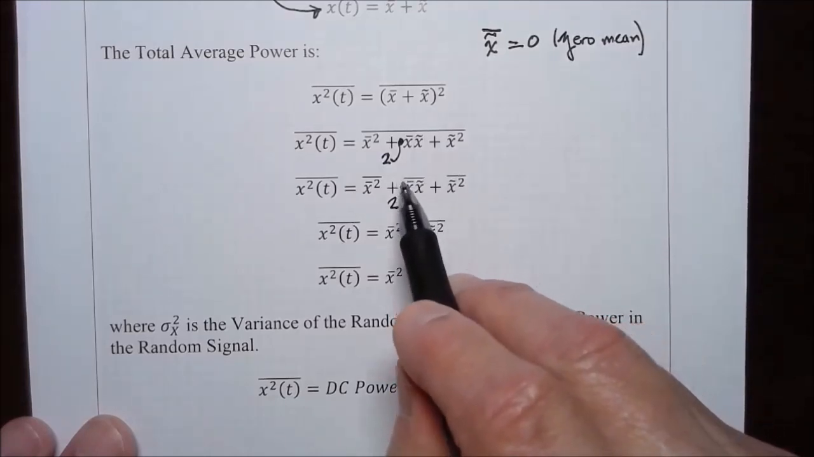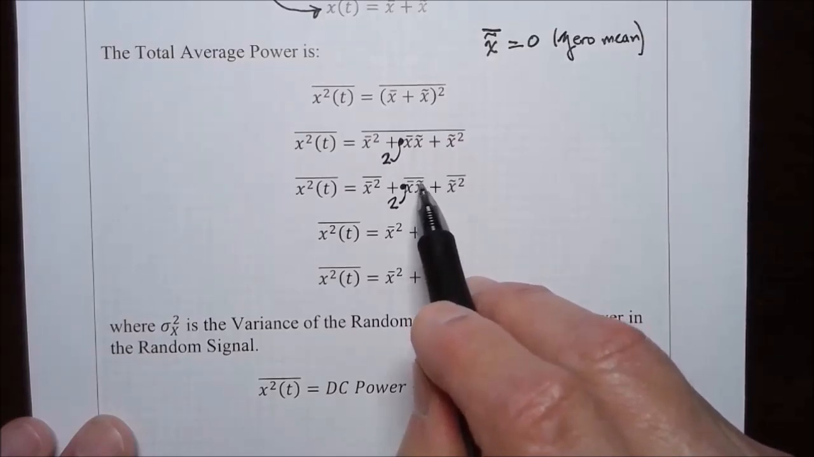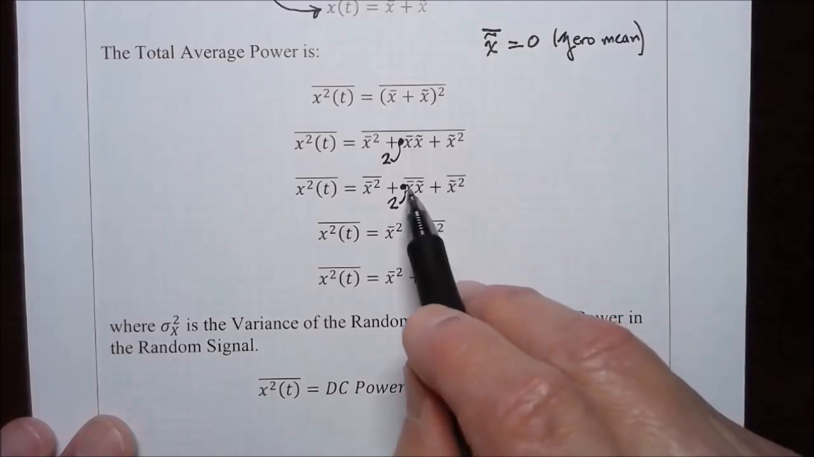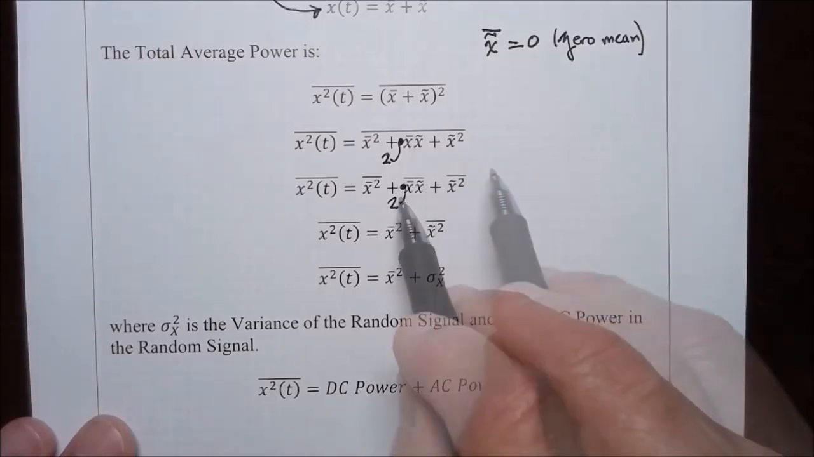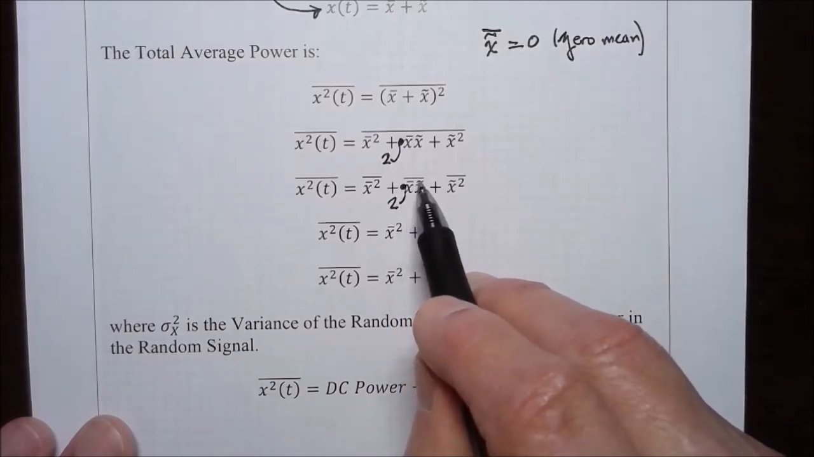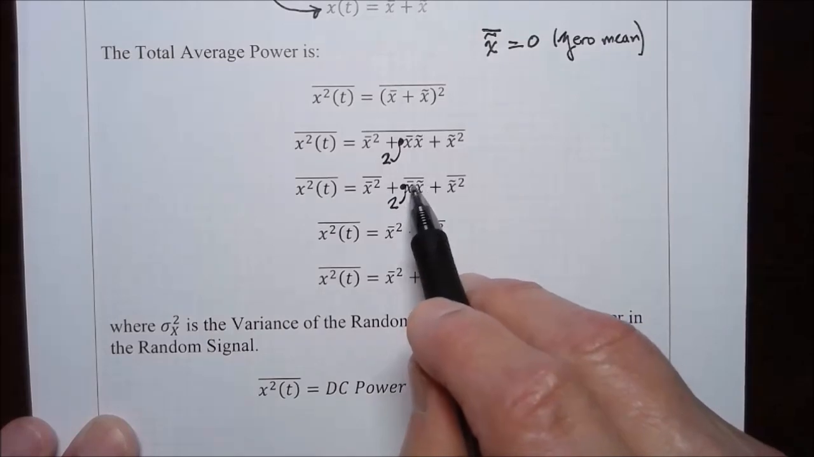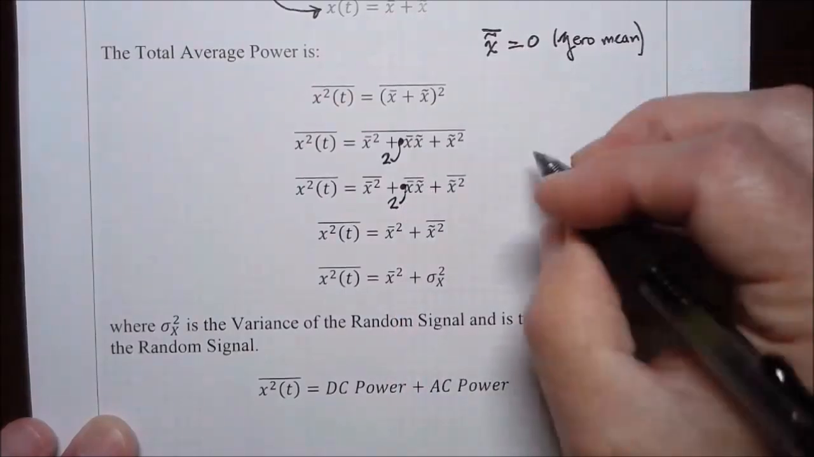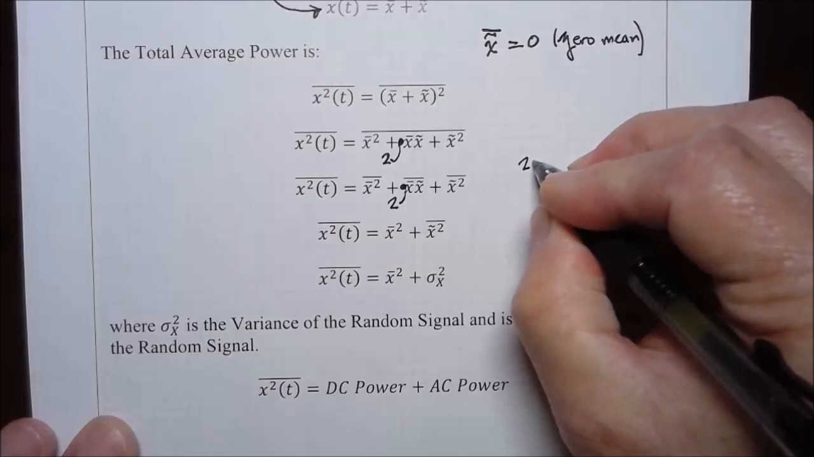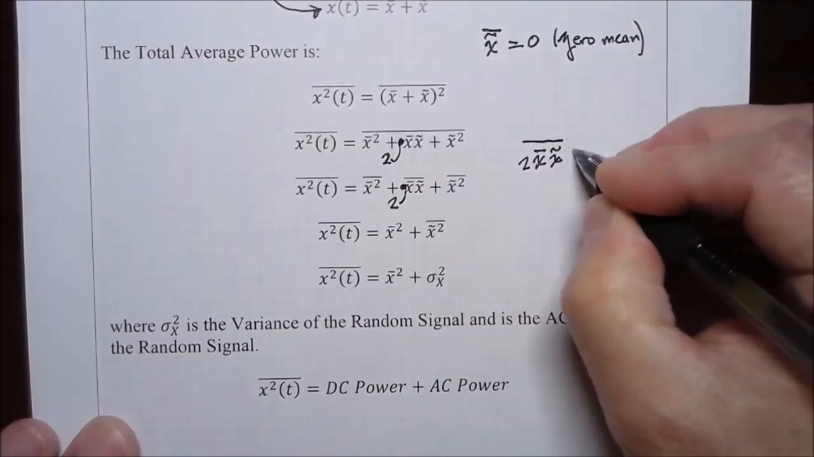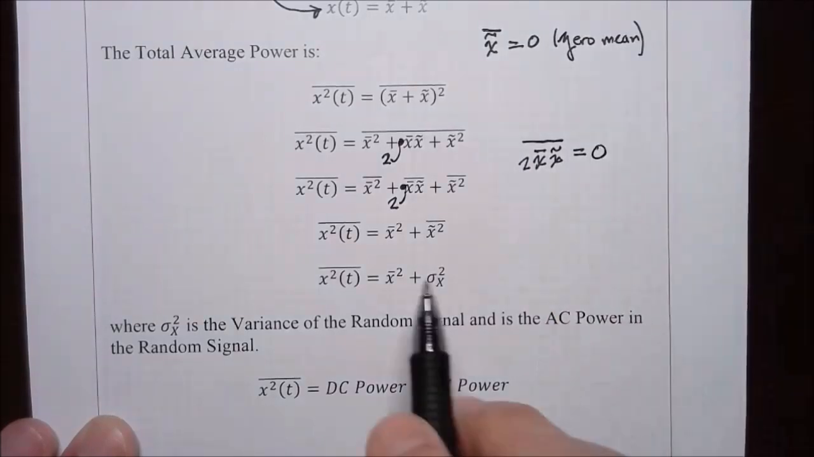Now if you look at this cross term, x with the squiggle is the AC portion of the random signal. X with the bar across the top is a constant. A constant times a time varying portion with an average value of 0 simply scales the time varying version, and when you take the time average, it's still going to time average to 0. So 2 times x bar times x squiggle, and you take the time average of all of that, that's going to be equal to 0.